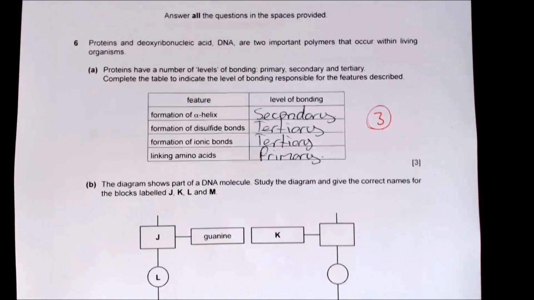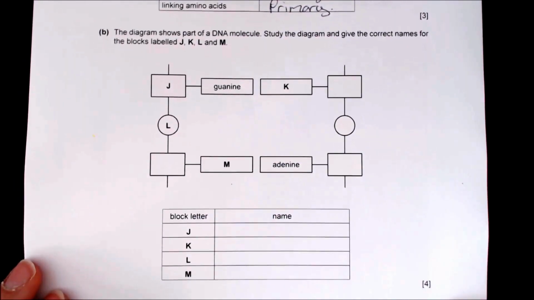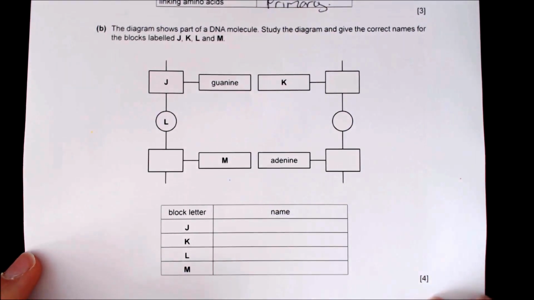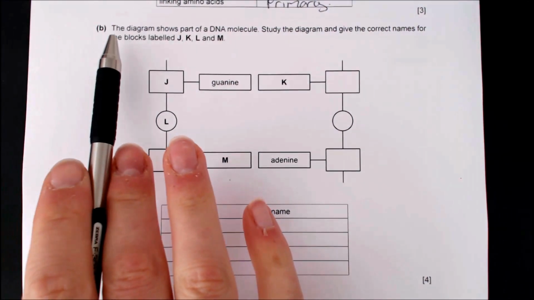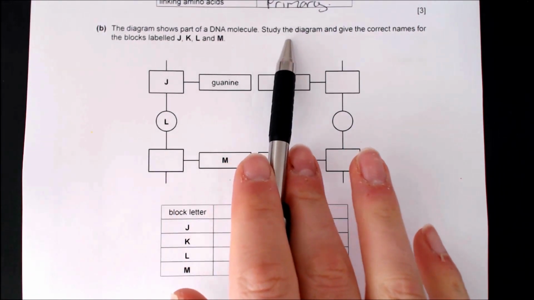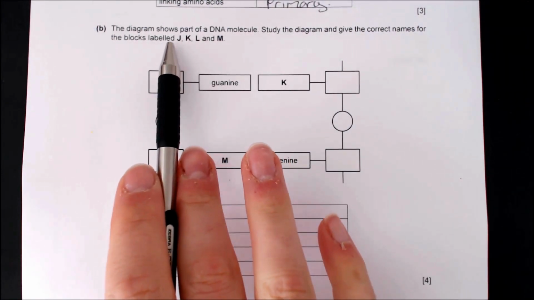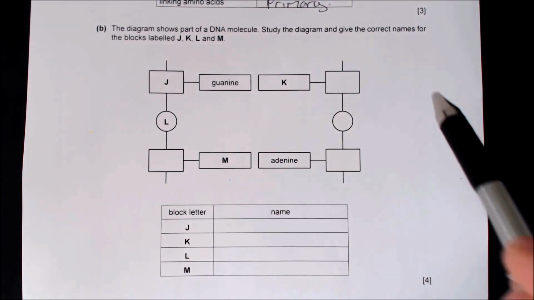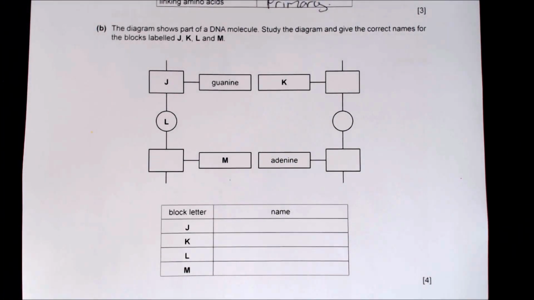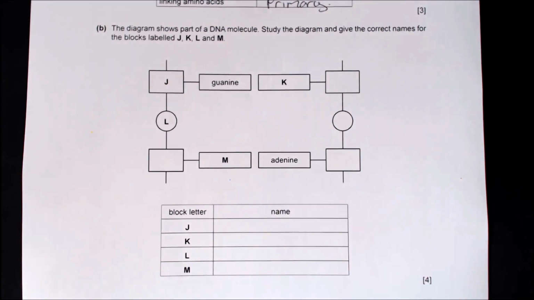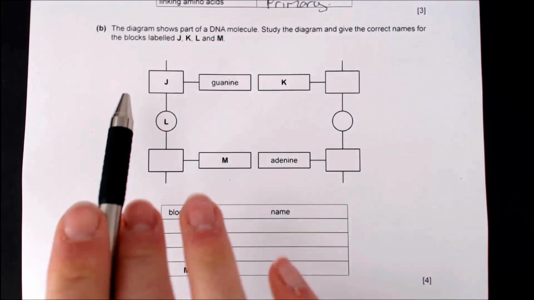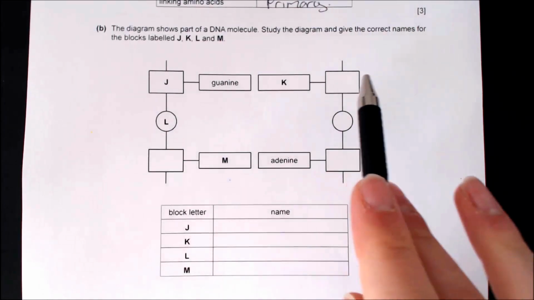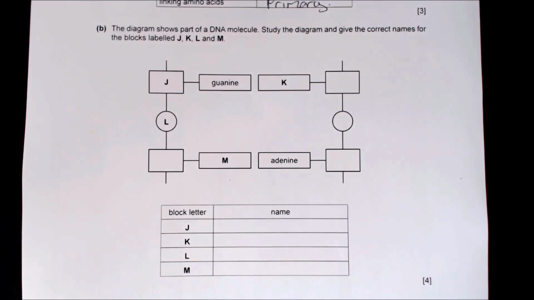Okay, it then continues, and we've got something like this. Let's just draw it here. The diagram shows part of a DNA molecule. Study the diagram and give the correct names for the blocks labeled J, K, L, and M. So this looks like dolly mixtures. Normally you build up bits of DNA in schools using dolly mixtures and little cocktail sticks, etc. So this effectively looks like the same. You've got these circles and squares and rectangles, and they're just representing different parts of a DNA molecule. So this is just examining you on your understanding of it.